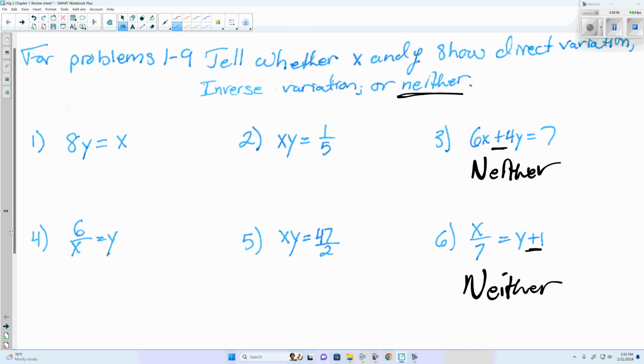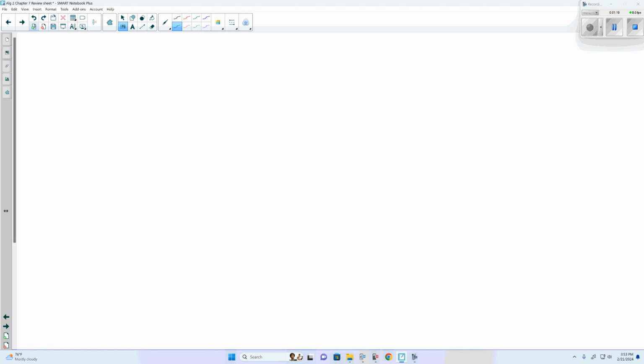Also, one thing we never really mentioned, but direct and inverse variation have to have x and y. It has to have both x and y, because if it doesn't, then it's neither. I mean, we could have 6x equals 7. This is neither. It's not direct or inverse. It doesn't have both x and y. It's something we've glossed over, but if it doesn't have both variables, it is neither.